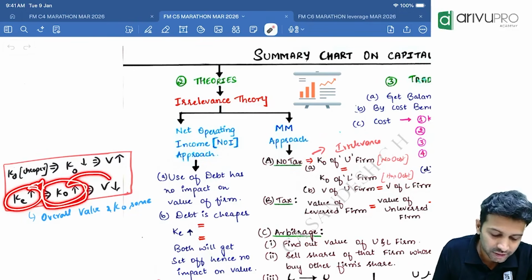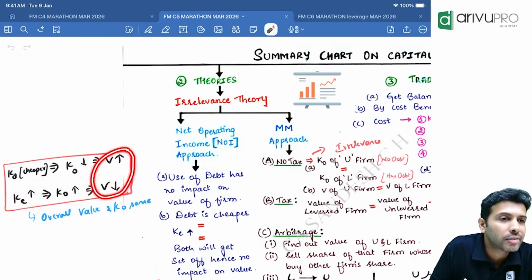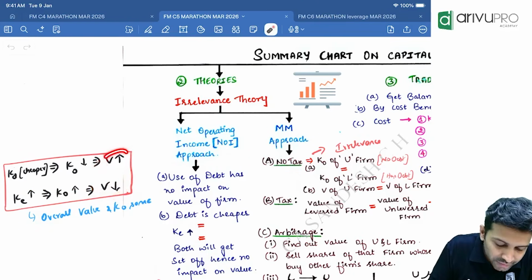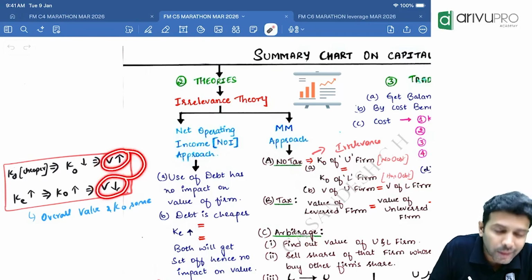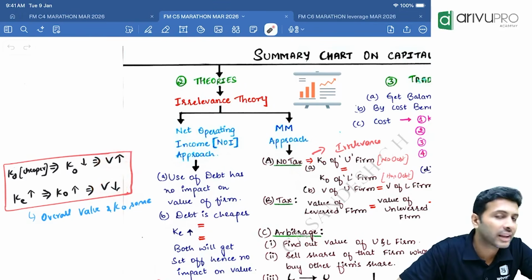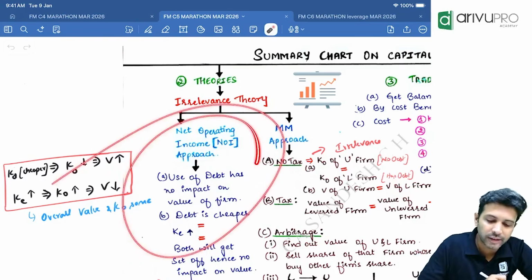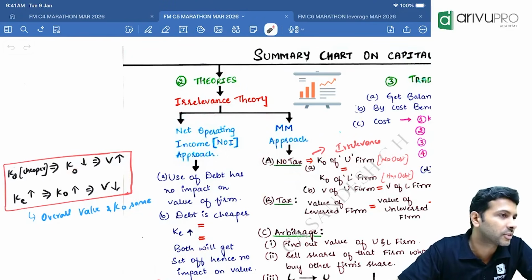And if KO increases, value will reduce. So this theory's argument is these two will get netted off. Whatever value increase you saw over here, the same thing will happen as value decrease over here, and both will get set off. Both will get netted off. Hence the value of the firm, any increase, any decrease or same? That is what the net operating income theory's argument is.